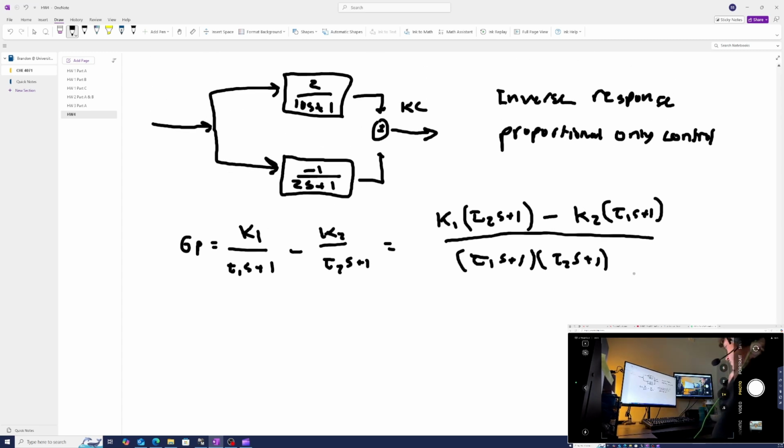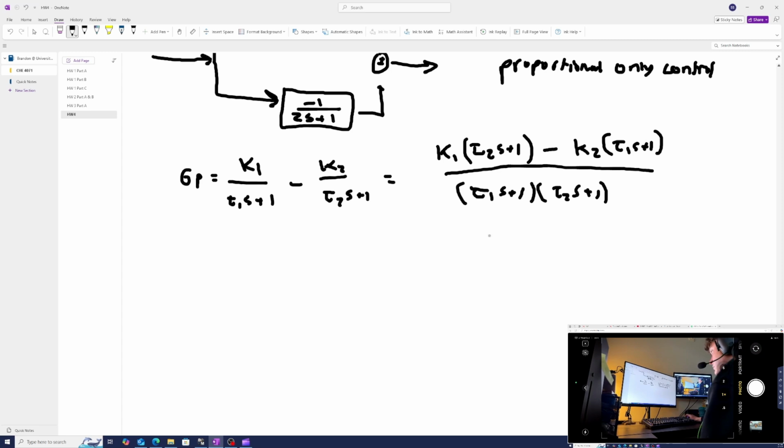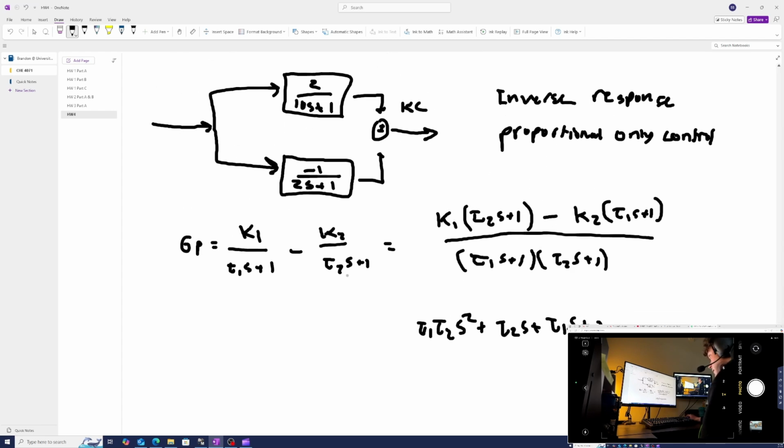Now, multiplying this out, we get tau 1 tau 2 s squared plus tau 2 s plus tau 1 s plus 1 on the bottom. So we can then move on.